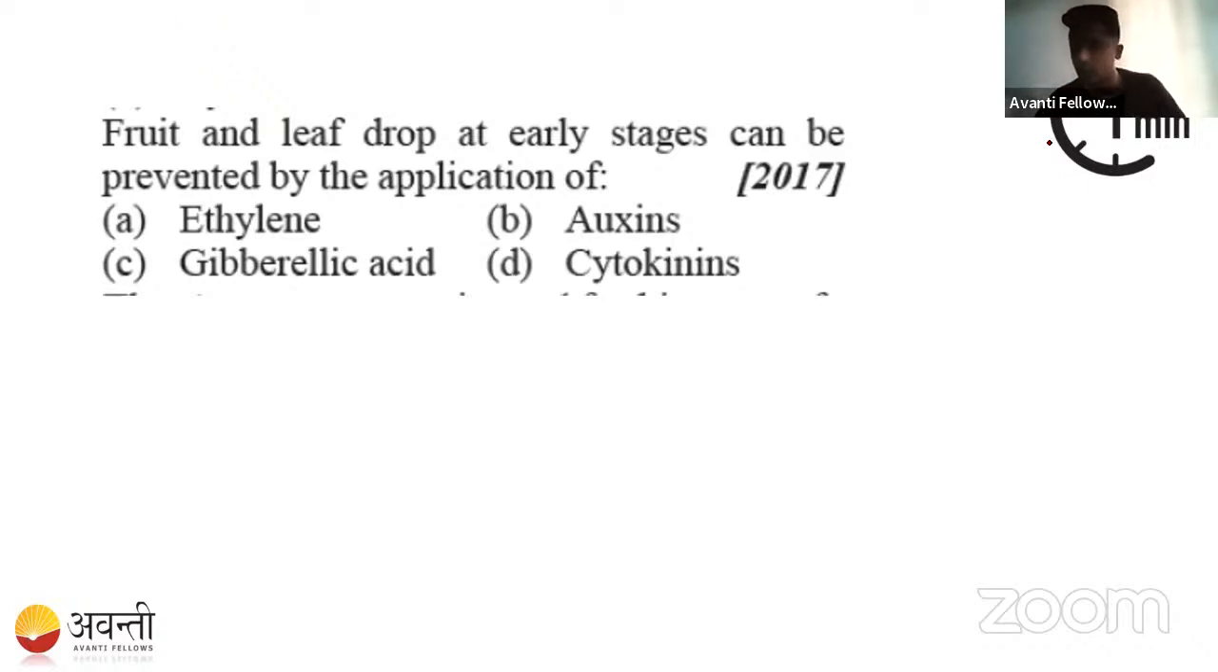So the answer for this question is auxins. So what do auxins do? Auxins are very good at preventing aging. Aging of the leaves, and for example, if you have flowers, the coloring of the flowers and how they ripen. So the ripening of the flower as well as the aging of the leaves can be prevented by the application of auxins, and auxins are very influential in that part.